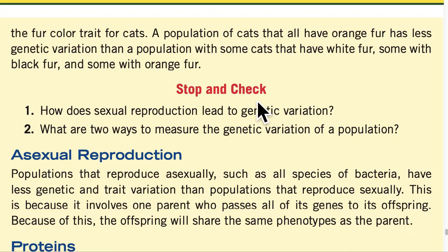Stop and check. How does sexual reproduction lead to genetic variation? What are two ways to measure the genetic variation of a population?